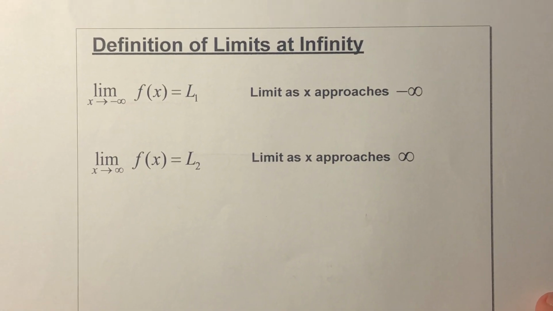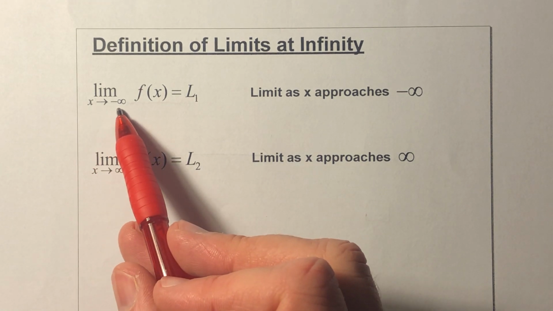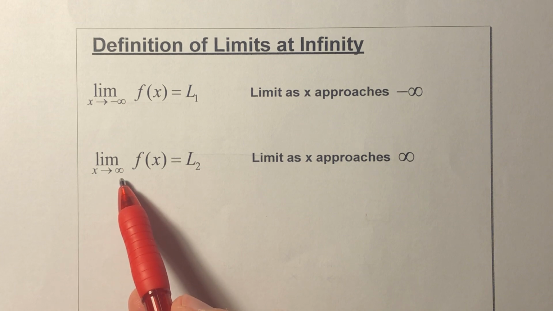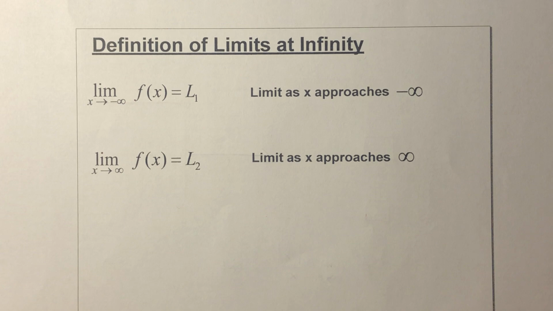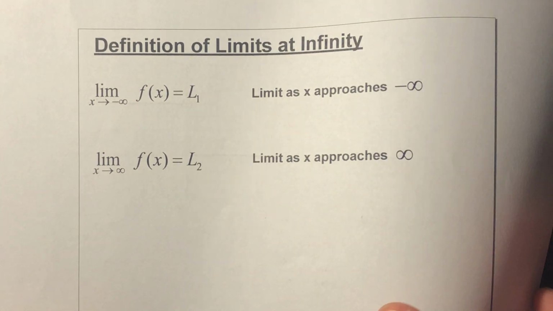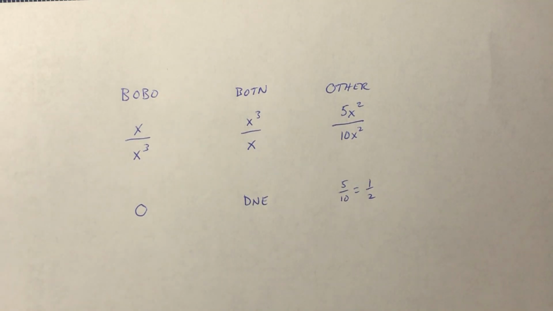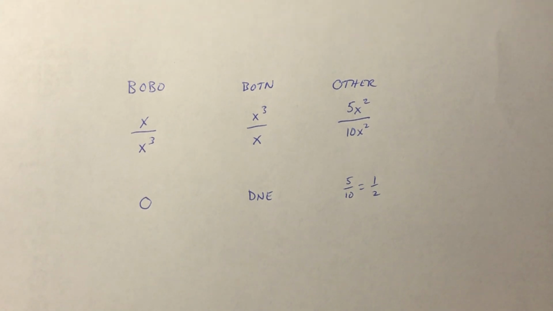Definition of limits at infinity. So as x approaches negative infinity, we get a limit, as x approaches positive infinity. It's going to make sense once we do some examples, hopefully. But before we do that, do you guys remember BOBO, BOTN, and the other? We did this in Algebra 2, talking about asymptotes.